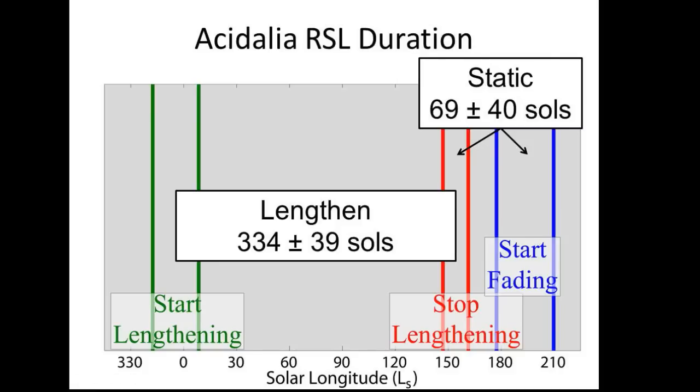So here's the lengthening. As you can see, the duration is significantly different than before. We're seeing a significant amount of length, 334 days of lengthening. It's lengthening possibly in the wintertime, right around equinox, possibly even before equinox, stopping all the way over here, then a short static phase and then fading away.